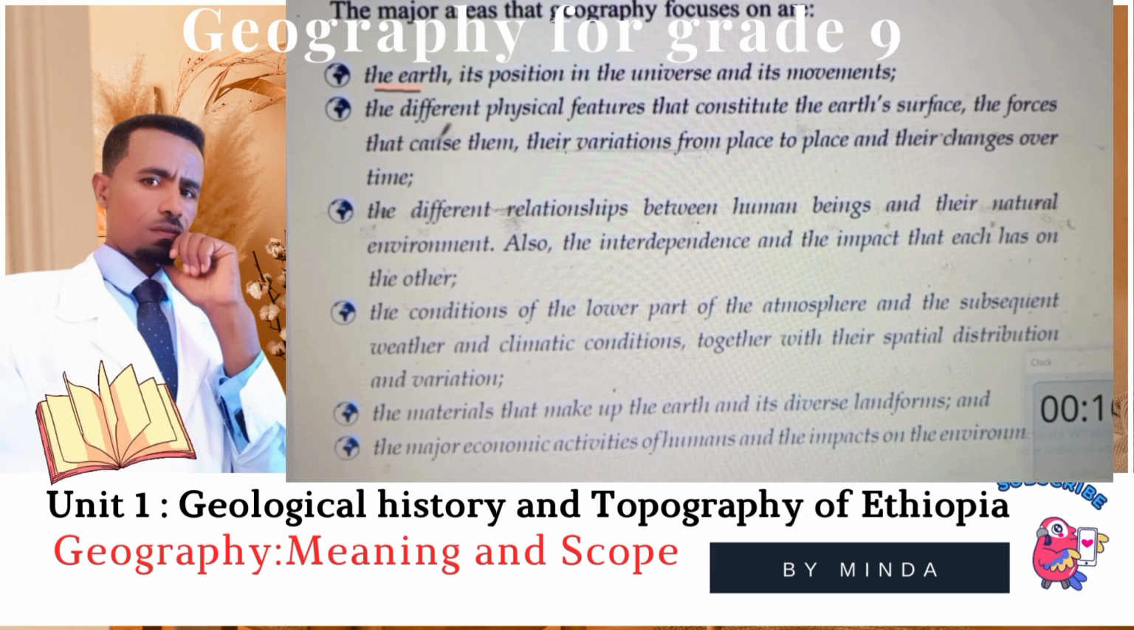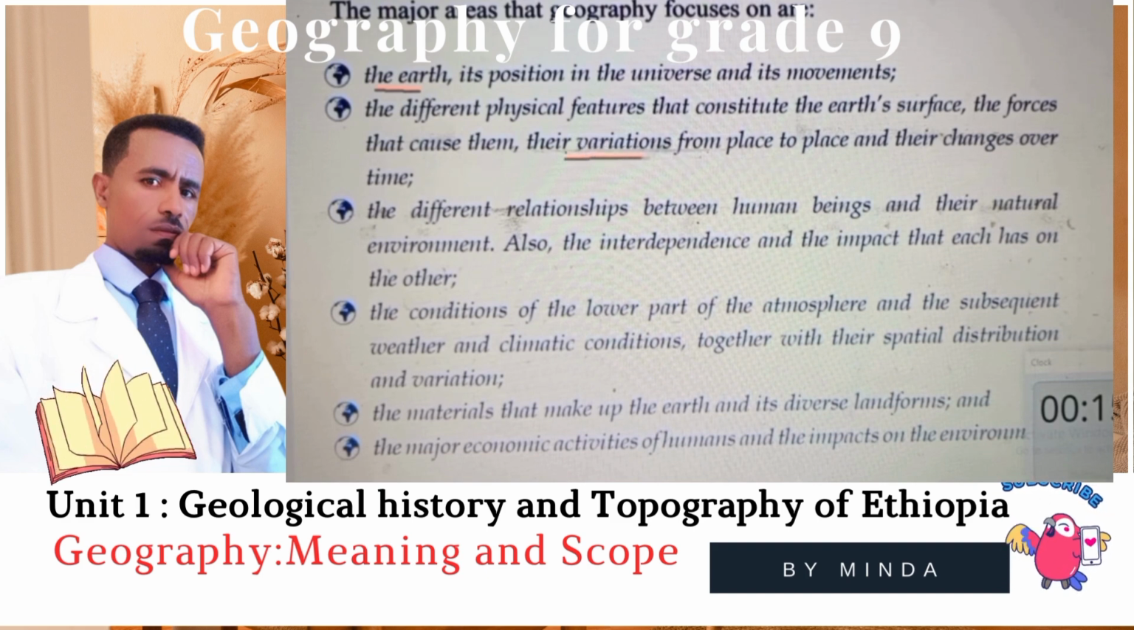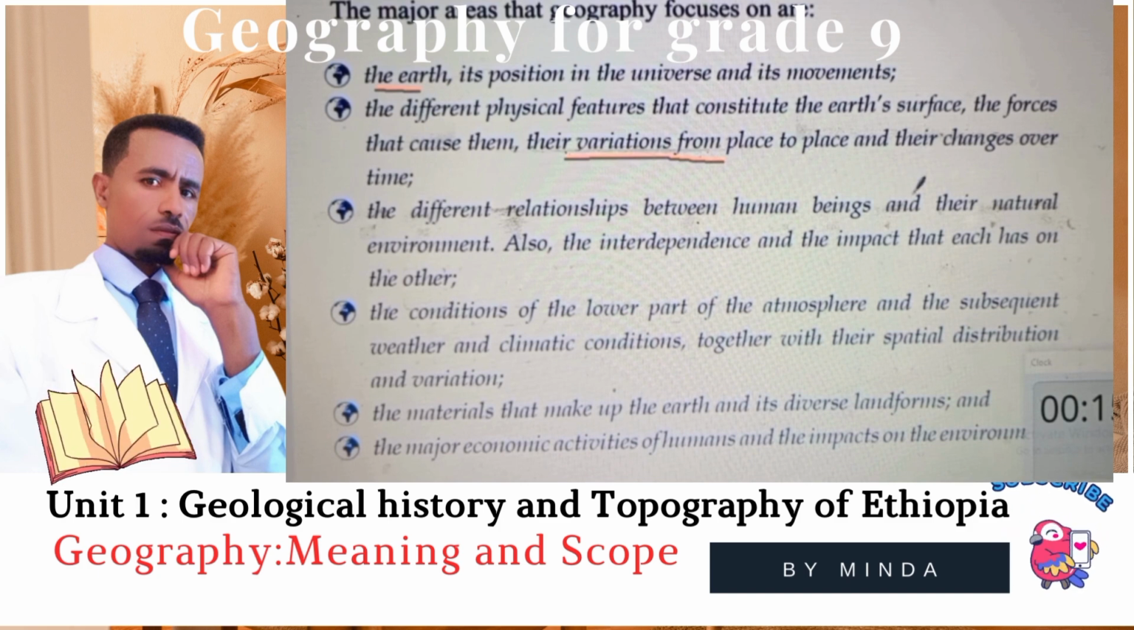Another point is the different physical features that constitute the Earth's surface, the forces that cause them, and the variations from place to place. There are variations from place to place, and there are changes over time. There are temporal changes and spatial changes, so these changes can be studied under geography.